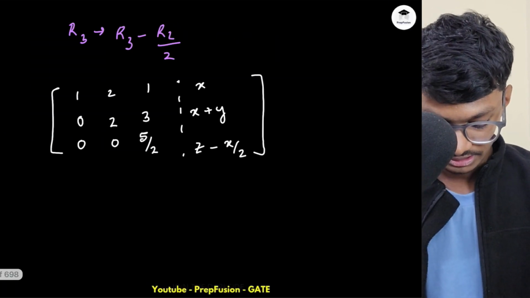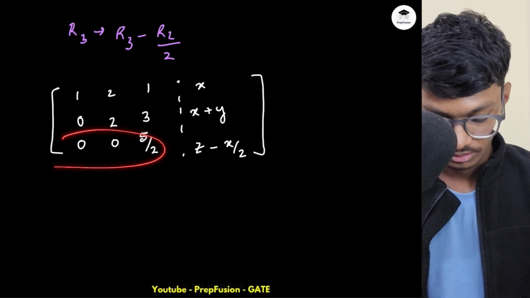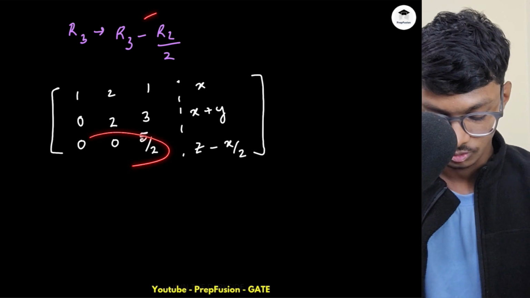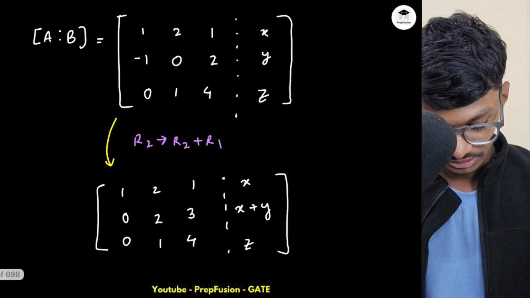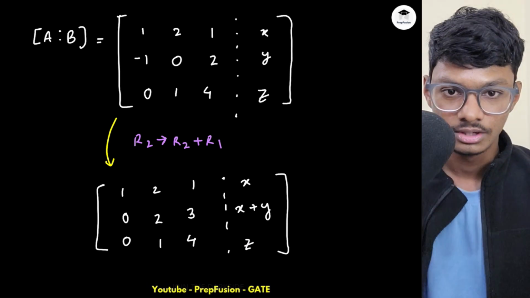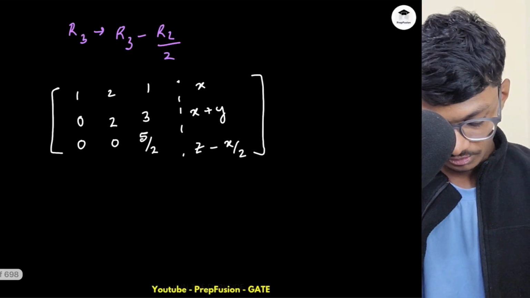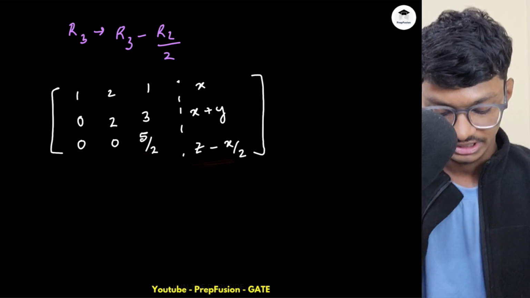Then what I did is I subtracted from row 3, row 2 by 2. So I got this 0 over here, right? If I subtract, this is 1.5 minus 4 minus 1.5, so this is 2.5, which will be 5 by 2. So this will be z minus x by 2 and x plus y.